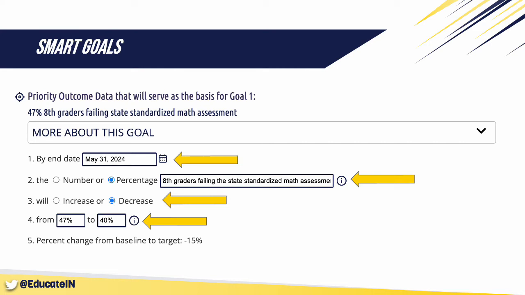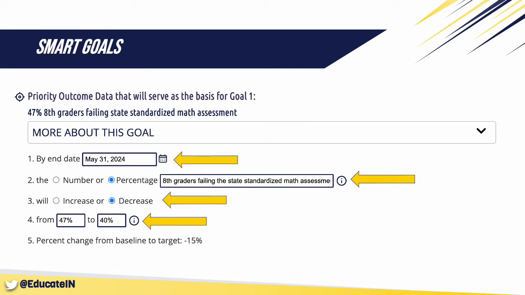When do you plan to see if you've met your goal? It may be by the end of the school year, a specific semester, or grading period, for example. Step 2, identify your targeted group. Which students are you hoping to impact? Be specific. Is it all students in a specific grade level, or students who aren't passing a specific assessment or with a certain type of discipline referral, for example?